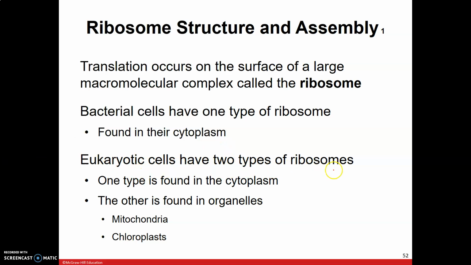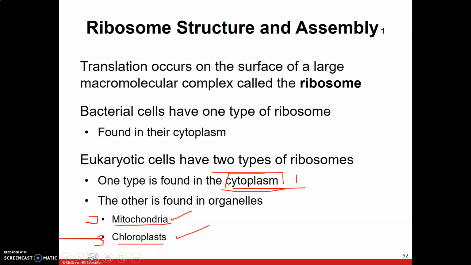And eukaryotic cells have two types of ribosomes, all right? We have some found in the cytoplasm. There can also be some found in organelles, mitochondria and chloroplasts. Those separate chloroplastic ribosomes typically are only found in plants. But in mitochondria, you'll find that in all eukaryotes, as well as the cytoplasmic ribosomes. So we say two types. I kind of think of it more as three. This would be number one, cytoplasmic, mitochondrial, which is two, chloroplastic, which is three.